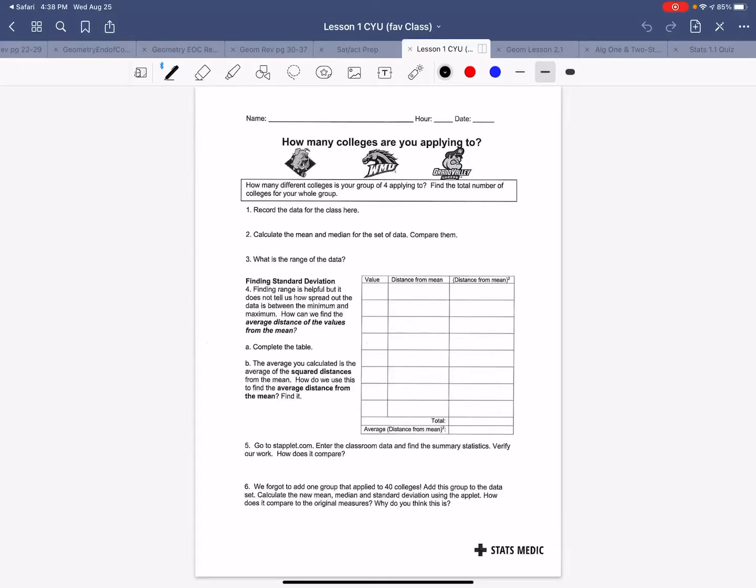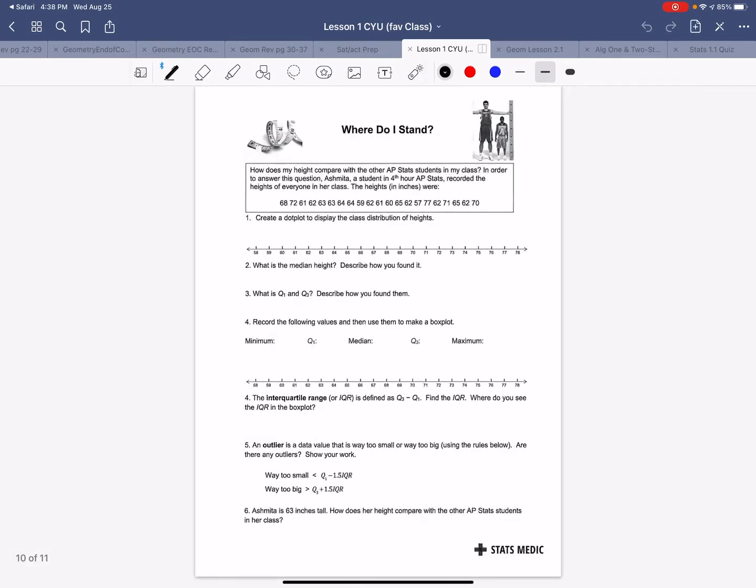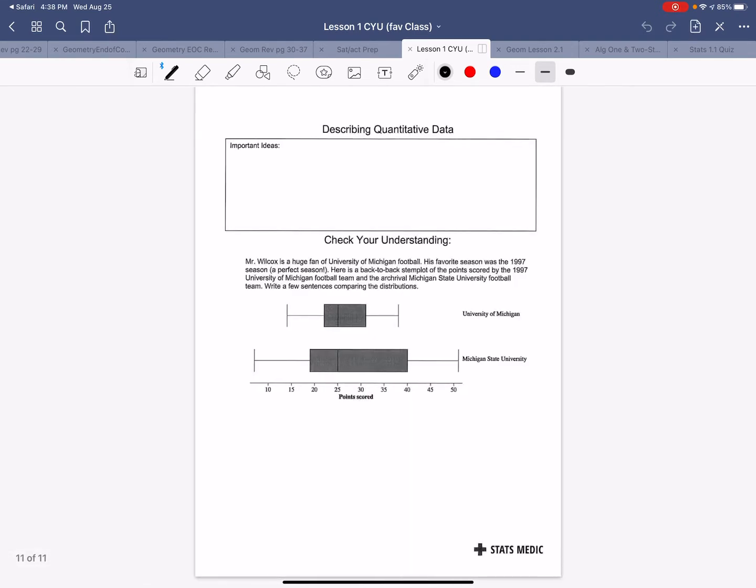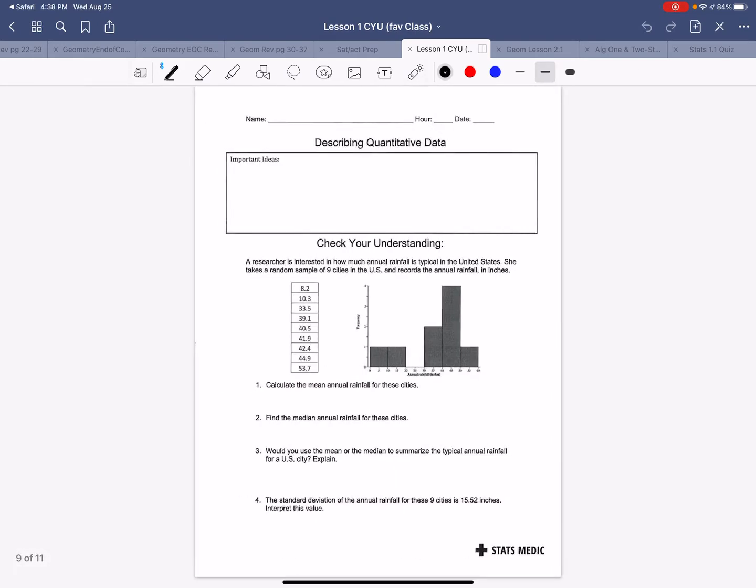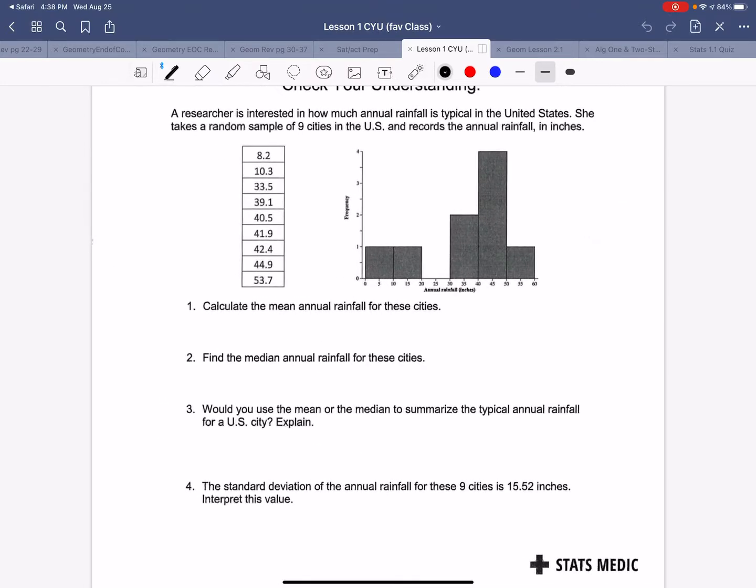Hey guys, we're going to check our understanding for the college activity, where we did the standard deviation by hand, and the height activity, where we're comparing two box plots. Okay, so let's do it. We took some notes. I think everything went pretty good. I feel pretty good about all this.